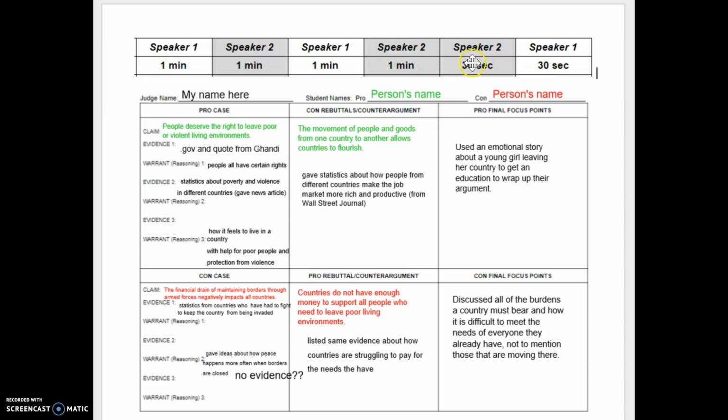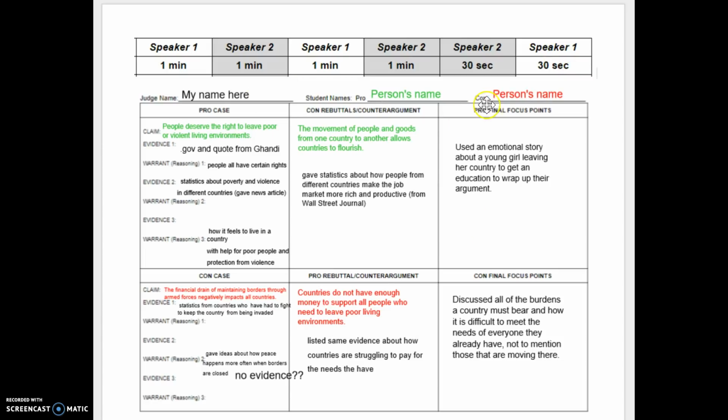The last time that speaker two gets to speak, it's a 30-second wrap up. What they're trying to do during that time is recap everything they've said in their first and second time speaking. Then for the last 30 seconds, speaker one gets to go again, and they're doing the same thing. They're trying to wrap up everything they've said in their first and second time speaking and really show why what they're saying is correct.